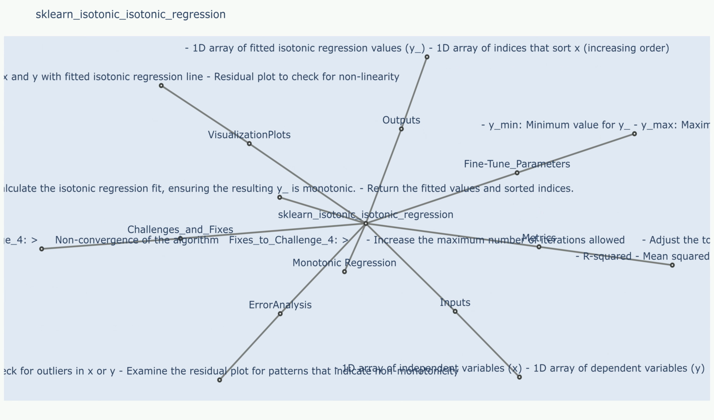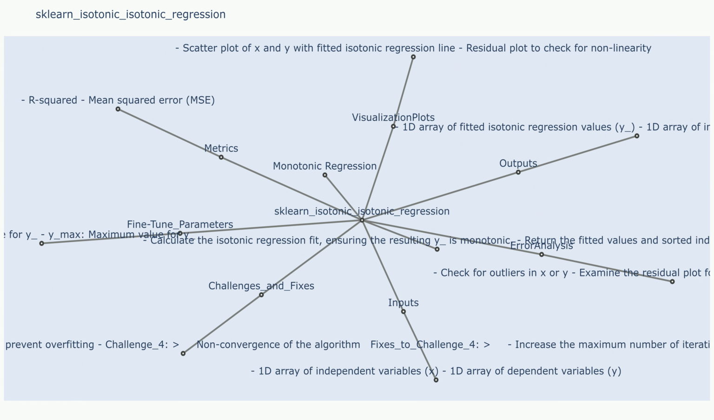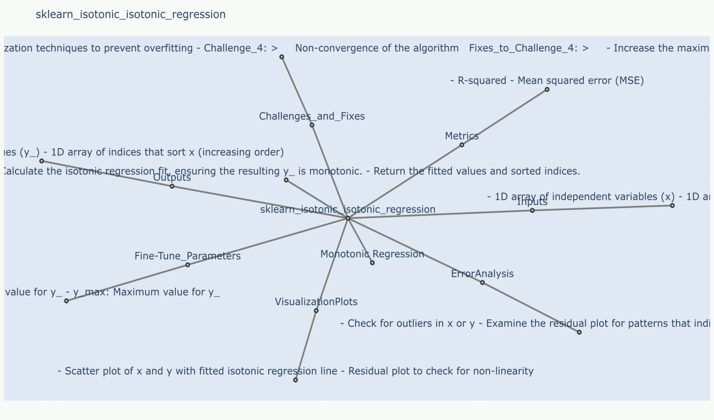Challenge 1: handling ties in the input X. Sample use case that resulted in challenge 1: if there are multiple input X values that have the same value, the algorithm might produce non-monotonic output. Fixes to challenge 1: use a different sorting method for X that preserves the order of ties.